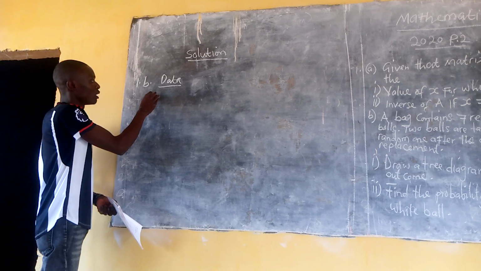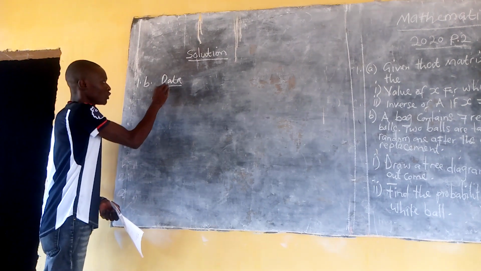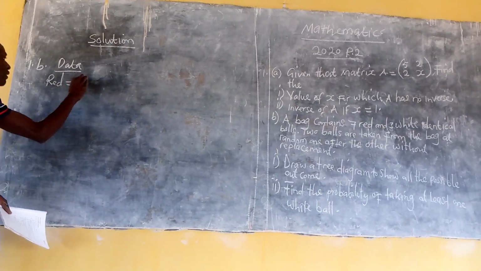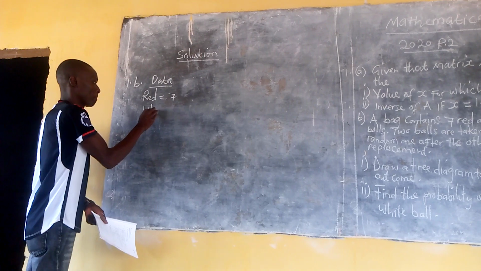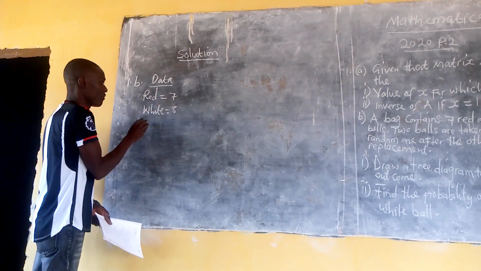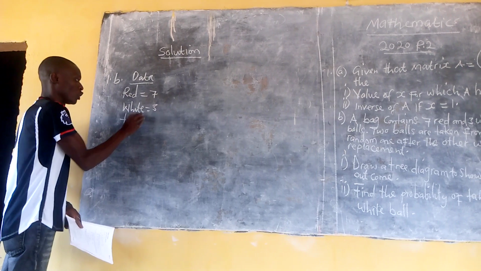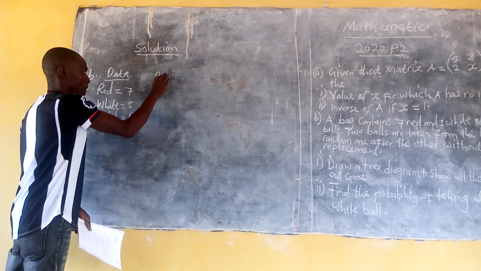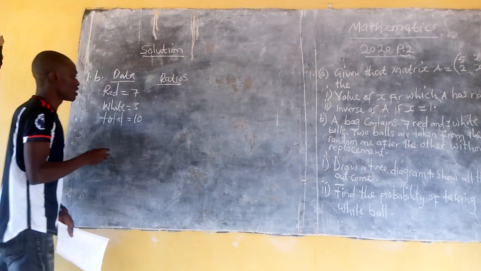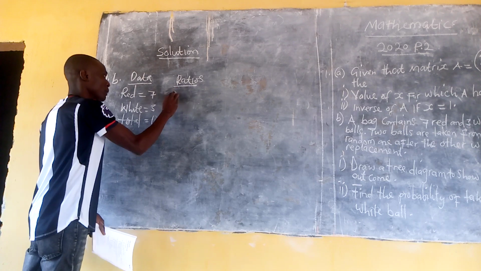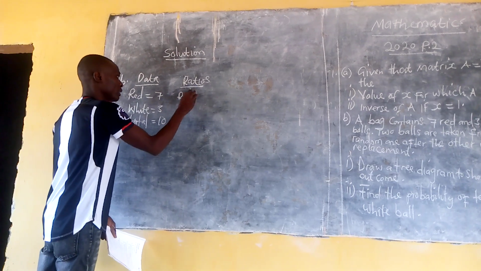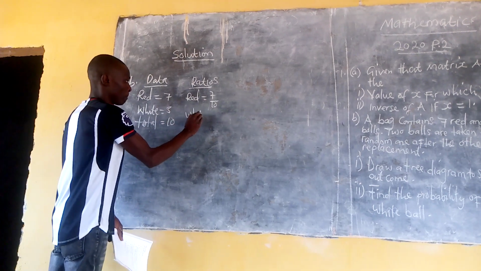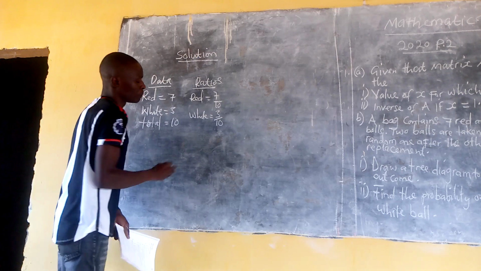So we have got red. How many red balls are there? There are 7, and then white are 3, and then the total is 10. And from this I can write the ratio. The ratio for red is 7 over 10, and then white will be 3 over 10.